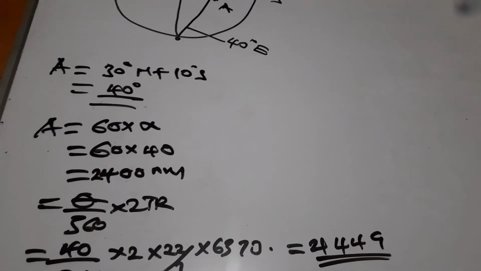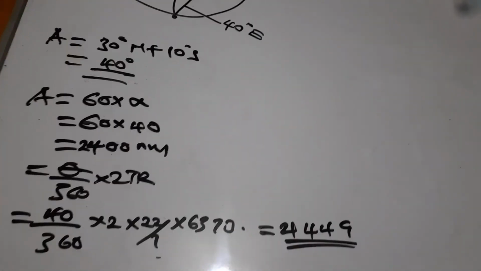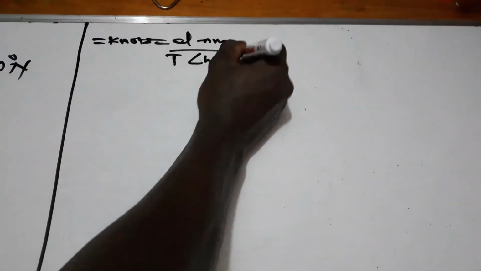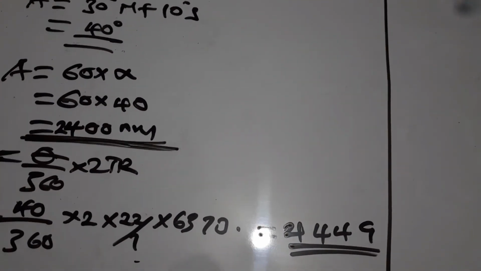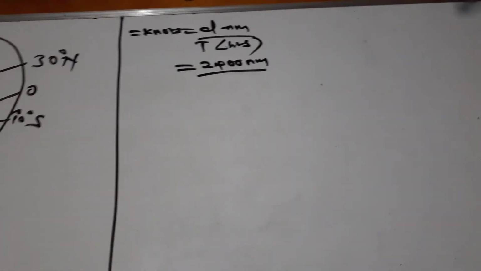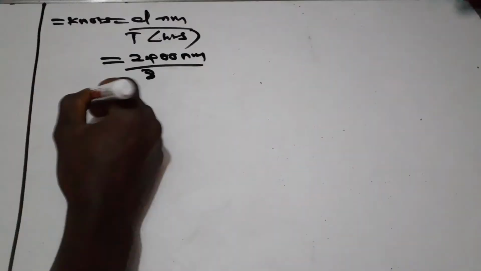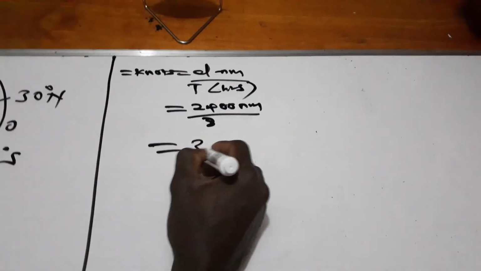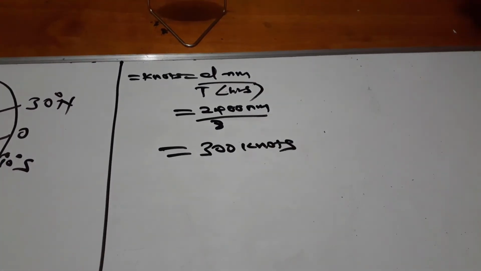And then you're going to move to section C. We've been told a pilot flew from A to B in 8 hours. Calculate the speed in knots. We know speed in knots is given by distance in nautical miles over time in hours. Are we together? Our distance in nautical miles was 2,400. So it's 2,400 nautical miles divided by how many hours? It took 8 hours as per the question. So 2,400 divided by 8 hours is going to give us 300 knots. So that is the speed in knots.